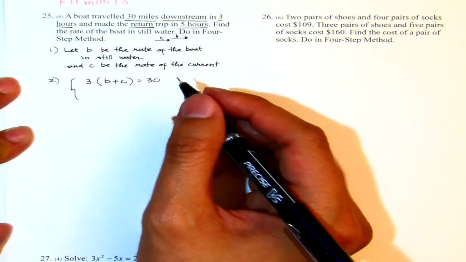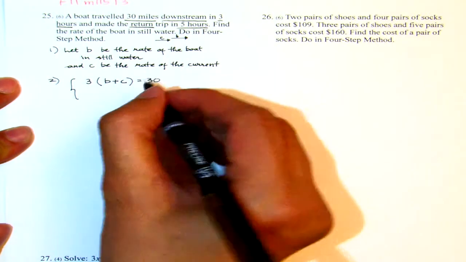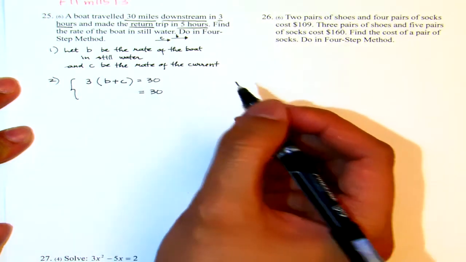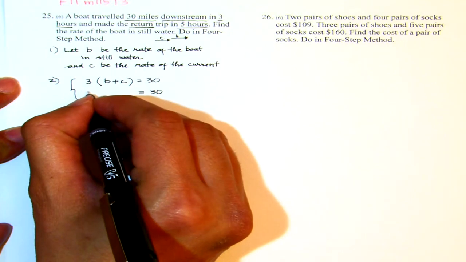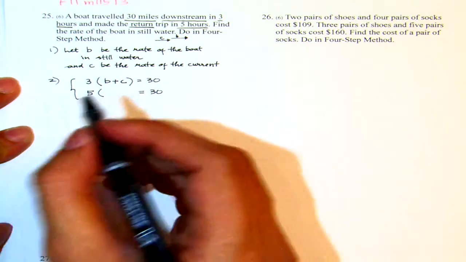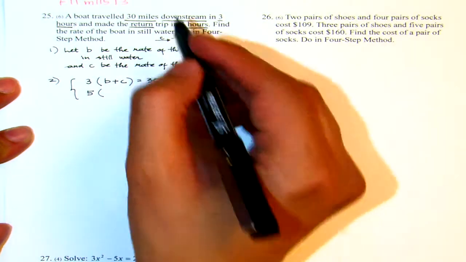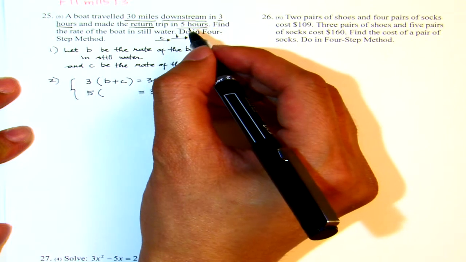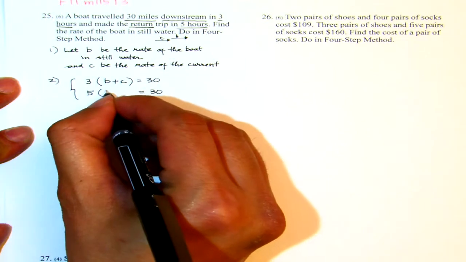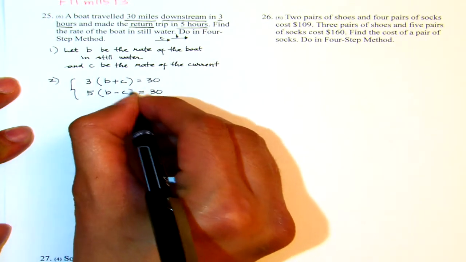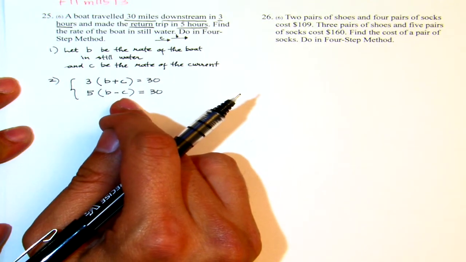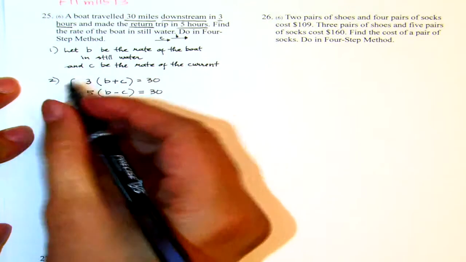The second equation, the return trip is 5 hours. Notice that because it goes return, the distance will be the same, 30 miles. The time is now, instead of 3 hours, 5 hours. So in 5 hours it traveled the same distance, but the rate of course will be different, because when you go the opposite way, when you return, you will be upstream. Therefore your rate will be slower. The rate of your boat will be slowed down by the rate of the current. Right? Now that's the setup of the equations.